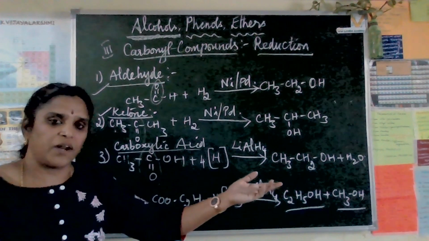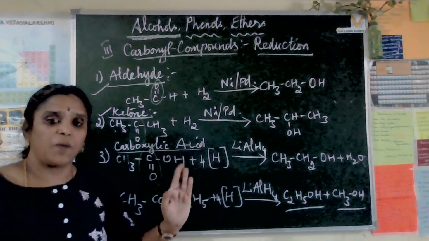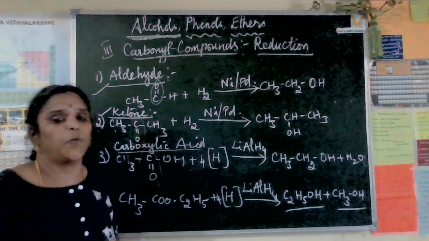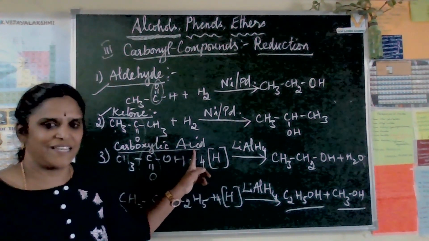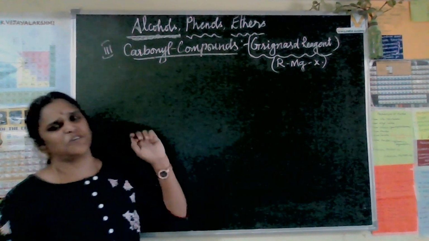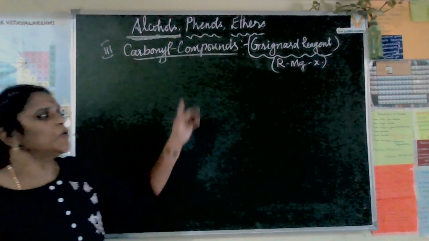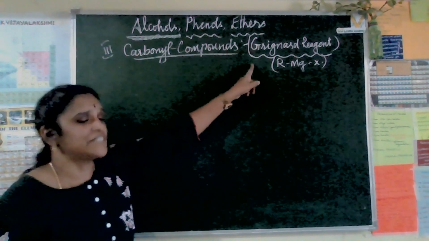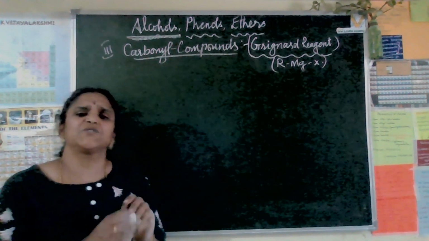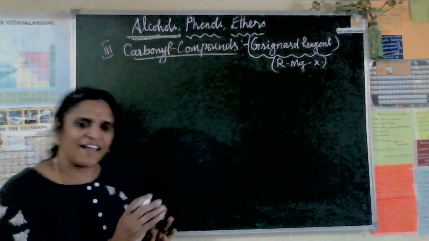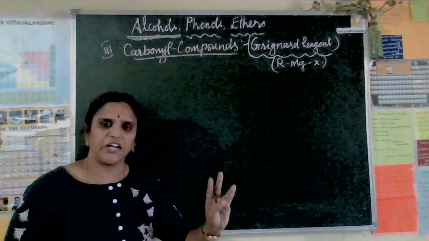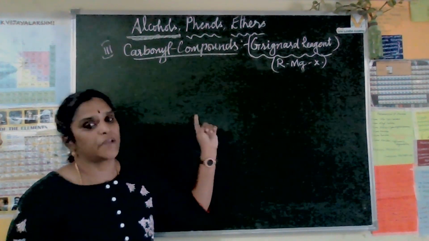Another reaction: carbonyl compounds react with Grignard reagent. You are getting alcohol. How do we get that? That is what we are going to see today. The next question, it's very simple: how do we get alcohol using Grignard reagent from carbonyl compound? It's so simple. Aldehydes and ketones only will take part in this reaction. So aldehydes or ketones react with Grignard reagent.